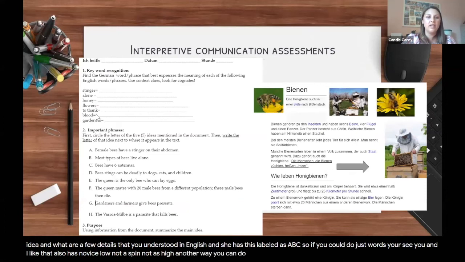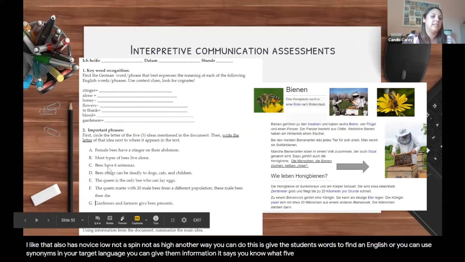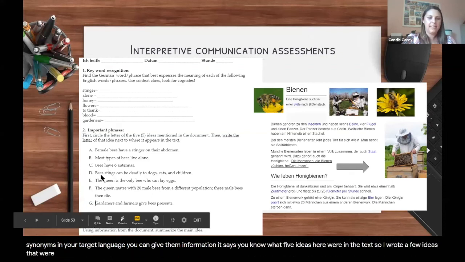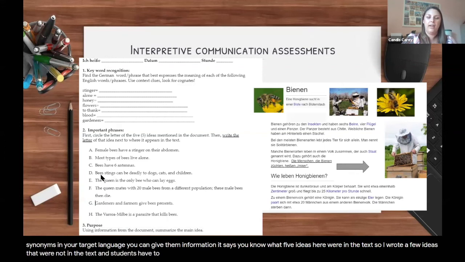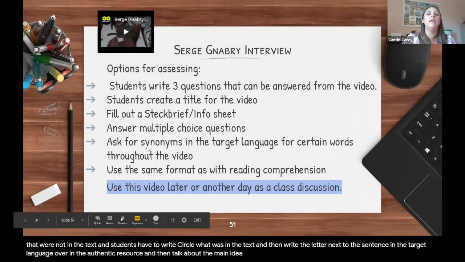Another way you can do this is give the students words to find in English, or you can use synonyms in your target language. You can give them information. It says, what 5 ideas here were in the text. So I wrote a few ideas that were not in the text, and students have to circle what was in the text and then write the letter next to the sentence in the target language over in the authentic resource, and then talk about the main idea.